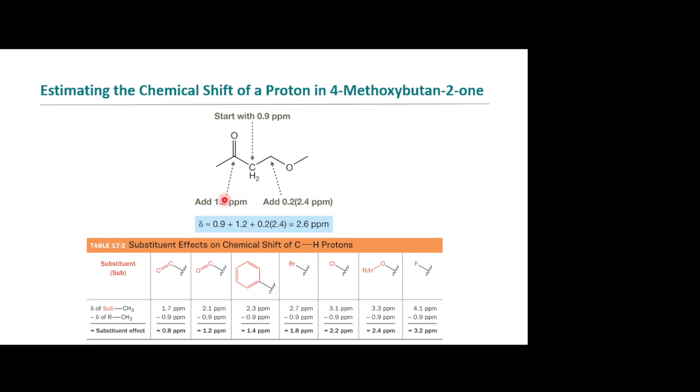So again, we have another example here where we're going to go ahead and predict a hydrogen. Normally this hydrogen here would be something like a 0.9. And so we go ahead and add a 1.2 for it being next to a double bond carbonyl. And then we go, okay, so this right here would only be a 0.2, a fifth of the 2.4 from here. And so we get a substitution effect that is that sort of difference of those. Okay?